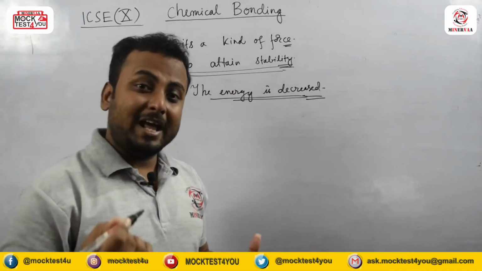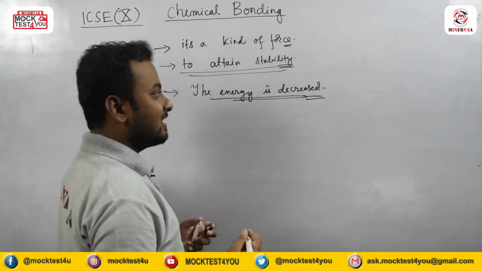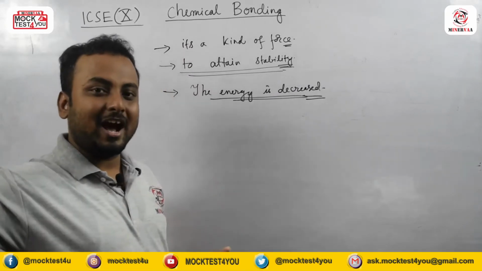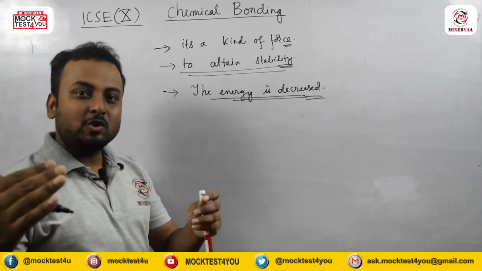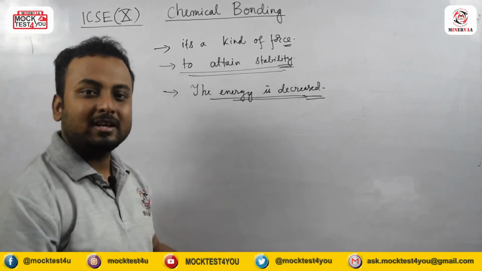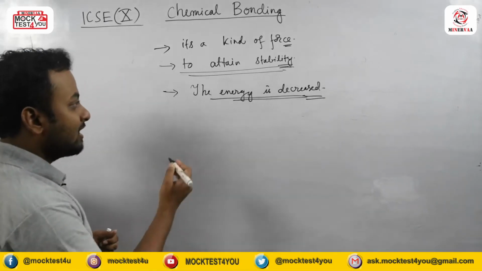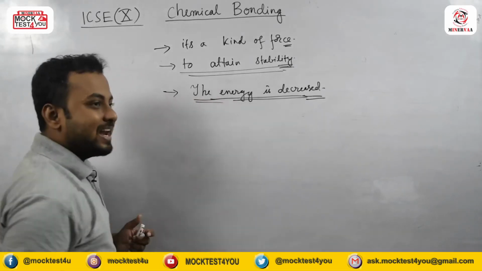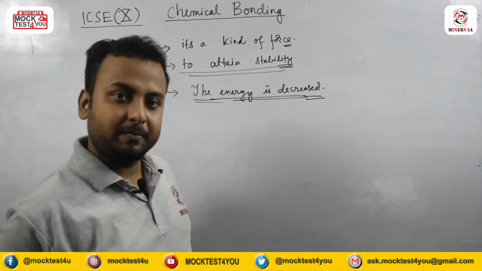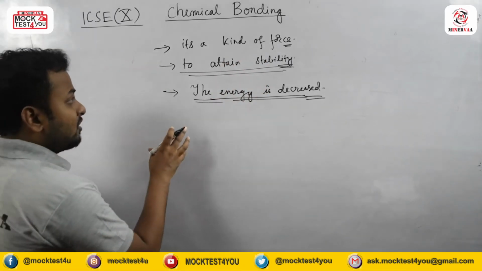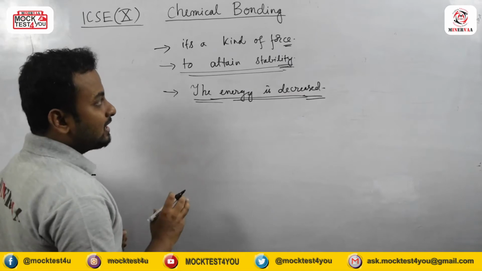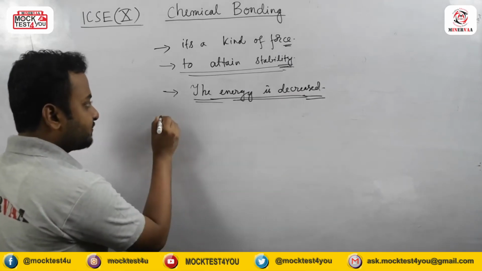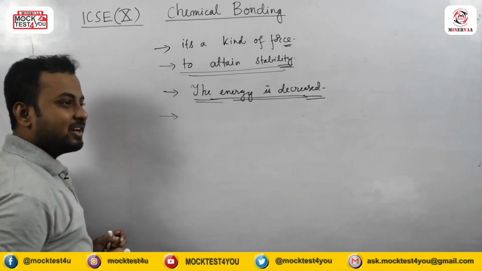When you are playing, you are in the excited energy state. Your energy was very high, but when you became tired, your energy decreased and you are going towards the rest position. In the same way atoms tend to decrease their energy to attain stability. So the driving force behind bonding is to attain stability. So how do atoms attain stability?